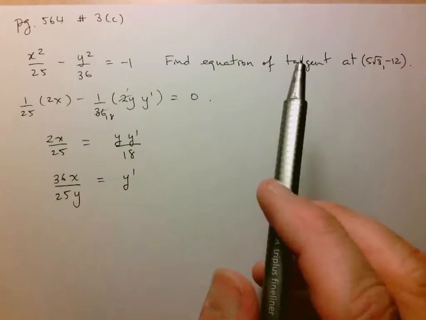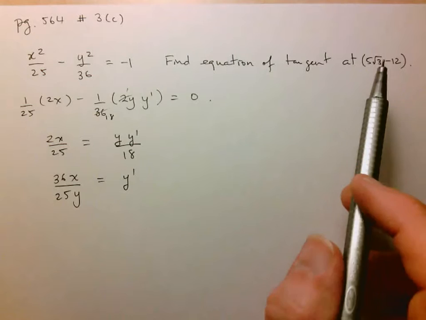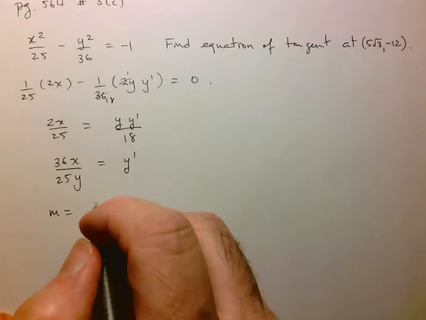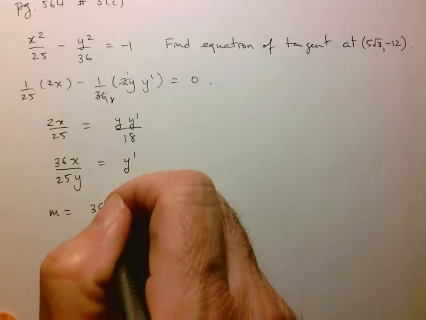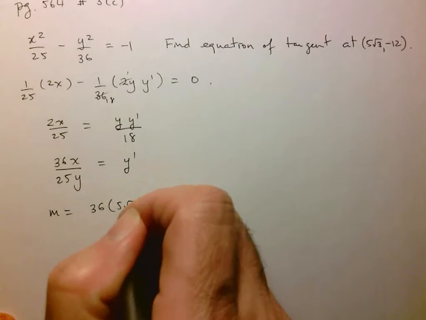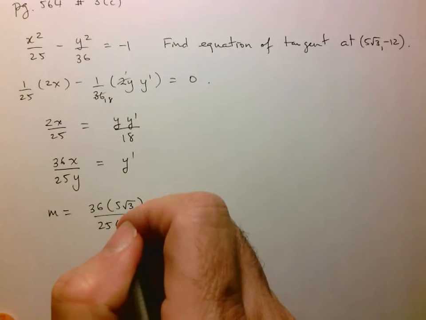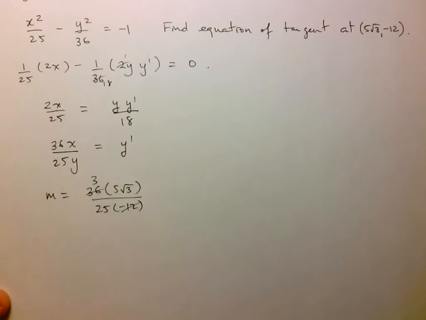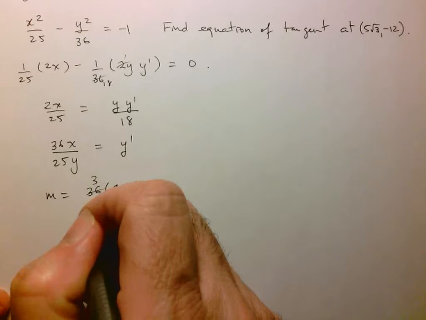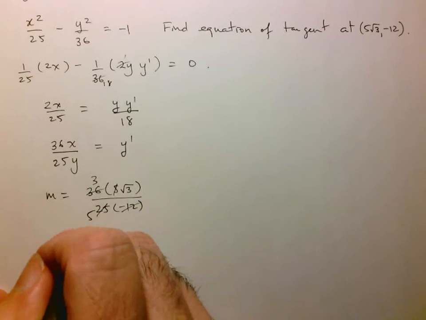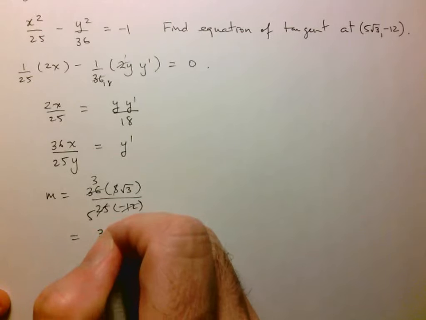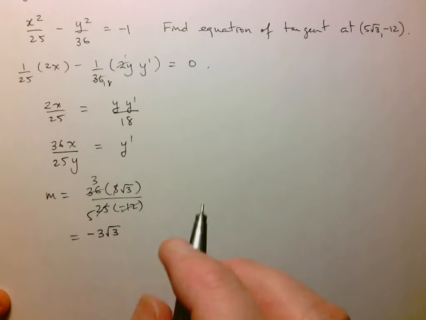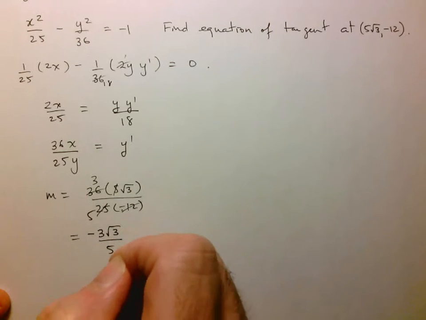So now, since I want to find the equation of the tangent at this particular point, let me use this point to find the slope that I'm going to be using. So the slope of my line will be given by 36 times the x value, which is 5√3, over 25 times y, which is -12. Okay, so here we've got 12 and 36, simplifies, and 5 and 25. And so here we're left with 3√3. And we've got the negative there from the denominator, so -3√3 over 5.